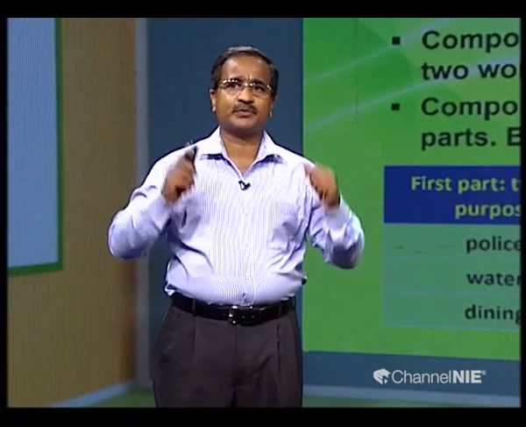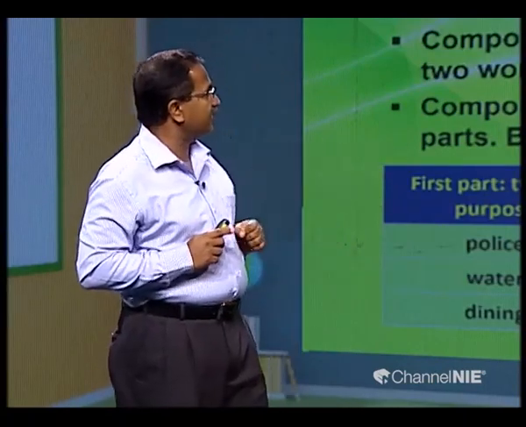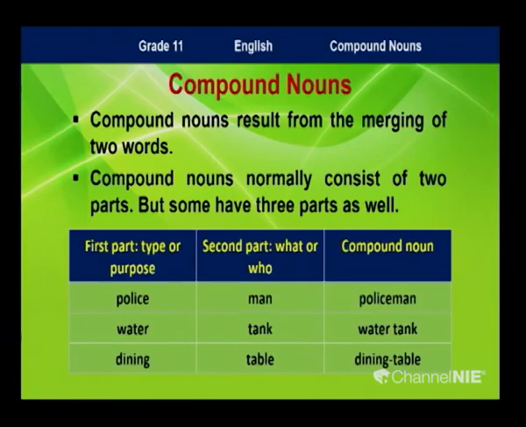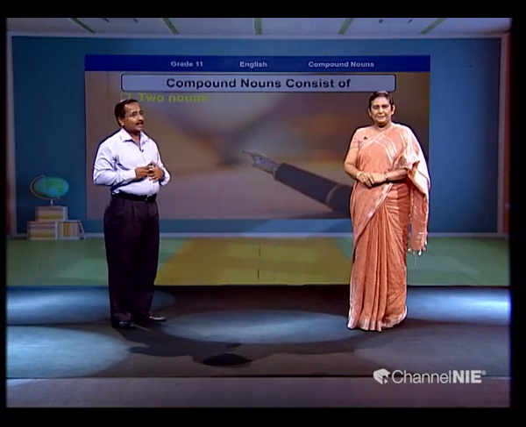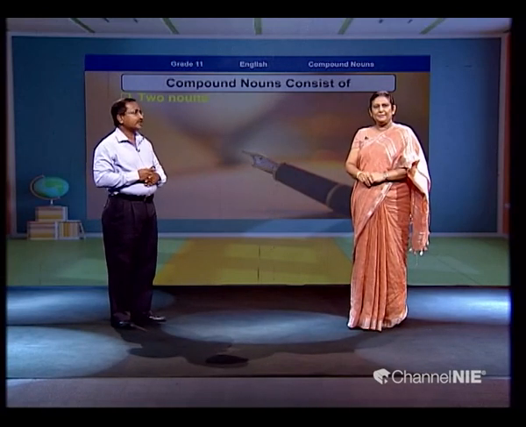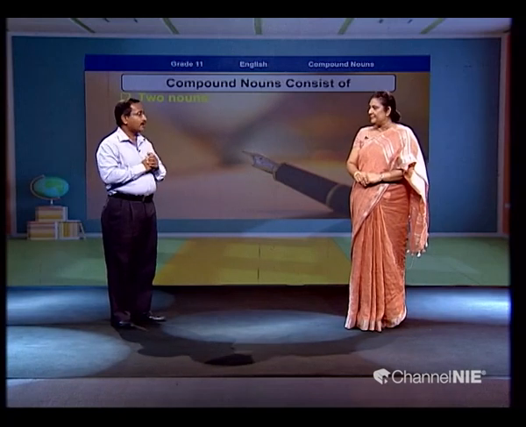Look at the word policeman. When you have a look at the word policeman, you can see that the word police tells us the type or the purpose of it. And the second part, man, reveals who he is. The same thing can be observed in the second word as well. Water tank. Water, the purpose. Tank, what it is. So that is how we can gain the idea of the compound nouns. Now in the next slide, we are going to discuss how we can make compound nouns.